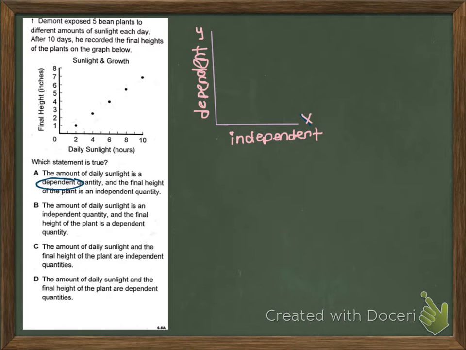Okay, so it says that the amount of daily sunlight is a dependent quantity. So it's saying that this is dependent. Is that true? No. The amount of daily sunlight is an independent quantity. Yes. And the final height is a dependent quantity. So is this dependent? Yes. So our answer is B.